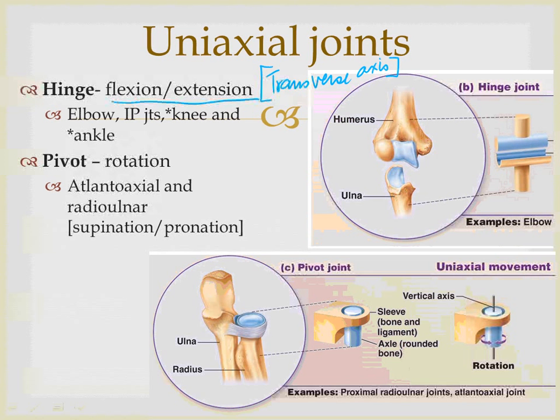Examples of such joints, you can see here. It's like a hinge in a door, you can open or close the door. In the same way, you can either do flexion or extension along a transverse axis. Good examples are your elbow, between the humerus, radius and ulna. Another example of flexion and extension is the interphalangeal joint. If you look at your fingers, these little lines between the proximal, middle and distal phalanges are called interphalangeal joints.